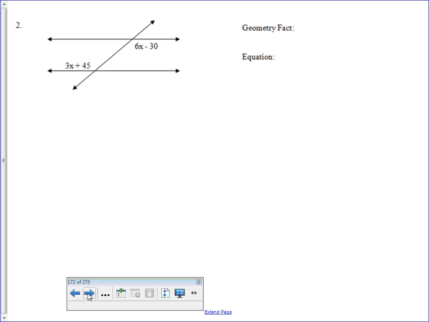Now when I look at angle number 2, again I'm looking and I'm within my parallel lines. So I'm going to have interior angles. They are both on opposite sides of that transversal. So my geometry fact here is I have alternate interior angles. And we learned that with alternate interior angles, they too are also congruent. So we're going to write that out.